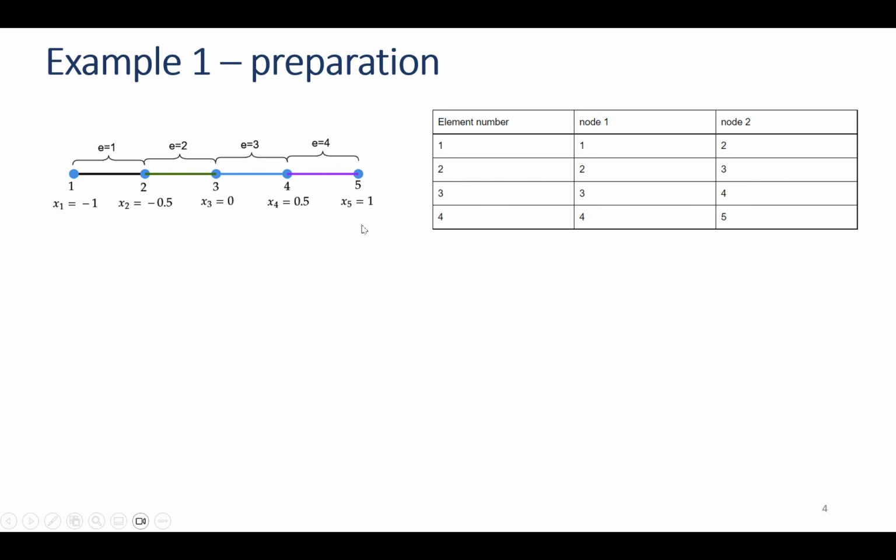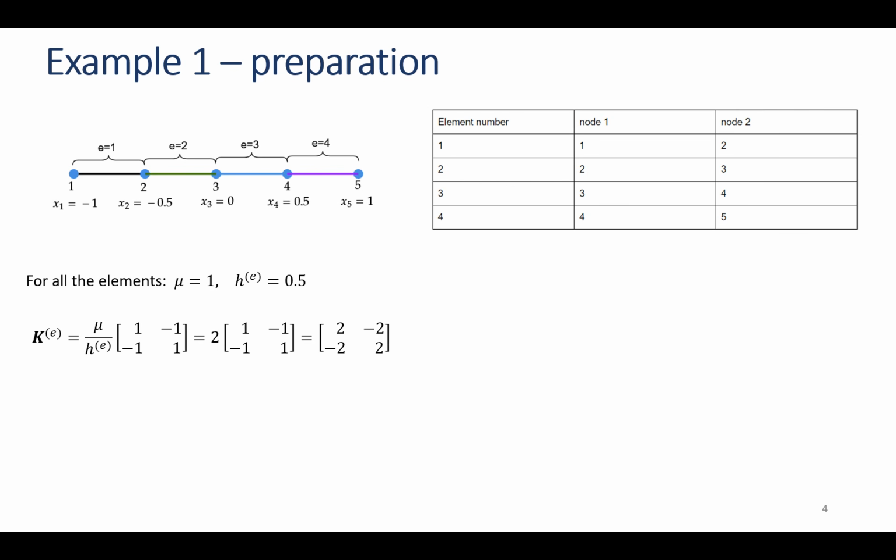So before we do that, let us calculate the element stiffness matrix and element force vector. Since the value of mu is the same throughout the domain, we have mu equal to constant, and we assume that we divide the domain into 4 elements. So we have the element length as 0.5. Using these two values, we can calculate the element stiffness matrix.